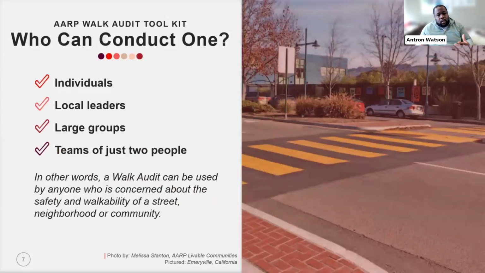Another question that typically comes up around walk audits is who can conduct them? Some examples of folks who can do it are individuals and local leaders, such as your Department of Public Works, your housing authority, your mayors, your board of selectmen. Other groups could be larger groups, maybe a walking group out of the Council on Aging, your scout groups. We have environmental groups that do walk audits, and even the group that meets at the local coffee shop. Anybody can essentially lead a walk audit.